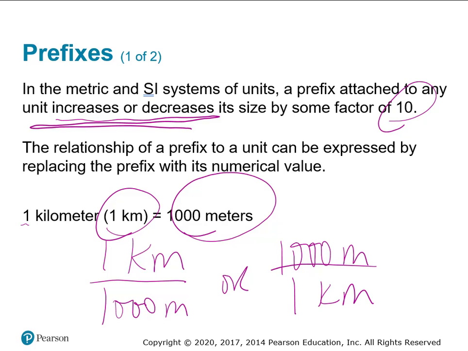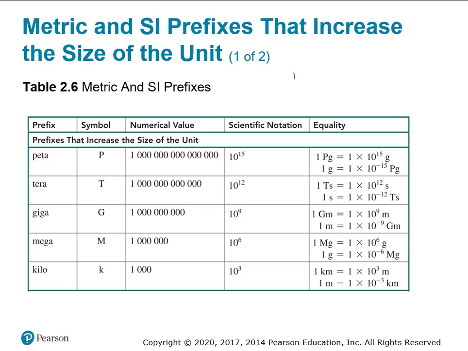These are equalities. Here are some metric and SI prefixes that increase the size of a unit. A kilo is 1,000 of those base units, whether it's a kilometer, kilogram, kiloliter. That means that's 1,000 meters, 1,000 grams, 1,000 liters. Obviously, you've heard of the Mega Millions jackpot. Well, if I won the Mega Millions, that means I won $1 million. If I had a megameter, I would have 1,000,000 meters. If I had a megagram, it'd be 1,000,000 grams.